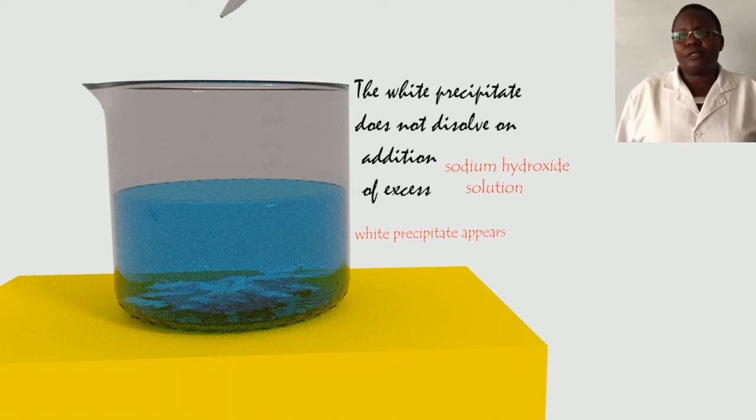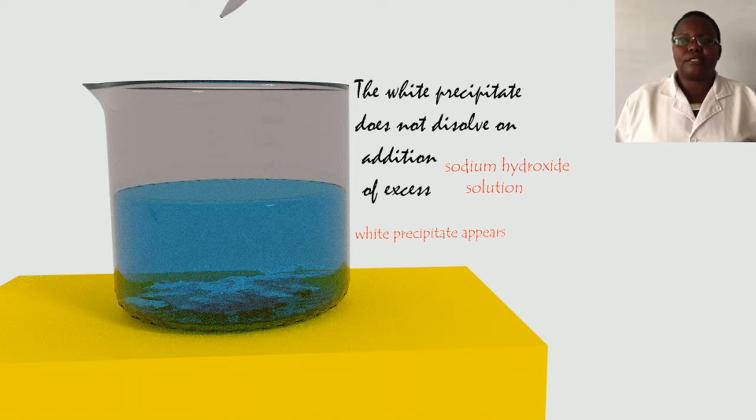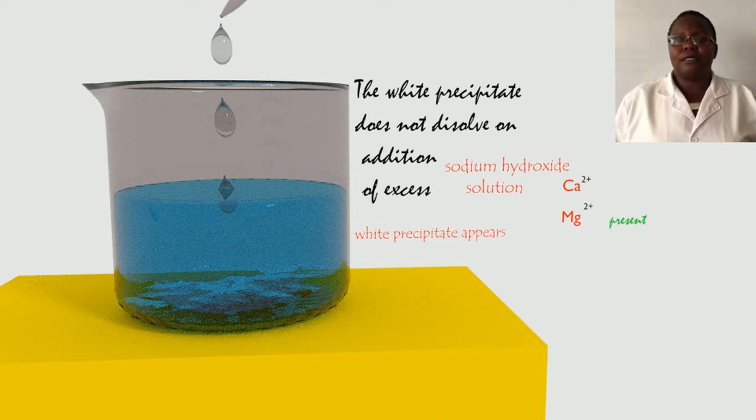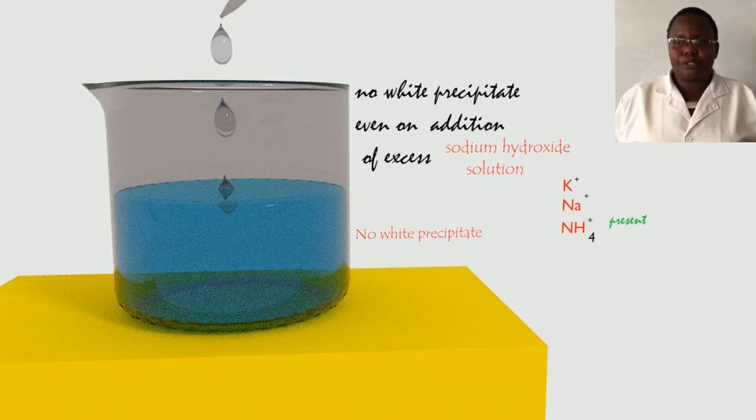If it forms a white precipitate though, and the white precipitate does not dissolve in excess, then we know we have either calcium ions or magnesium ions. If there is no white precipitate formed, then the ions that we suspect could be present in the substance are potassium ions, ammonium ions, and sodium ions.